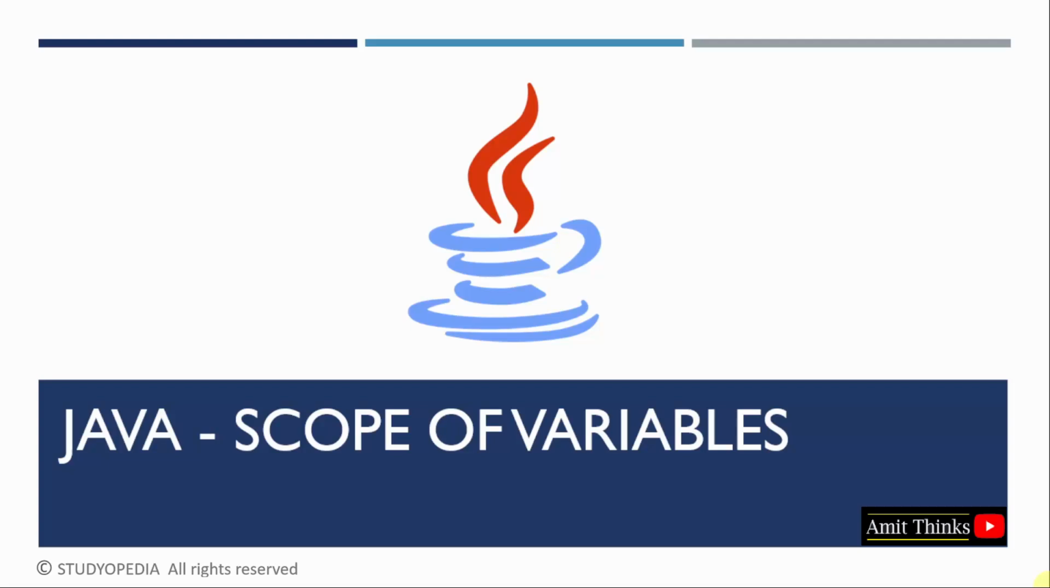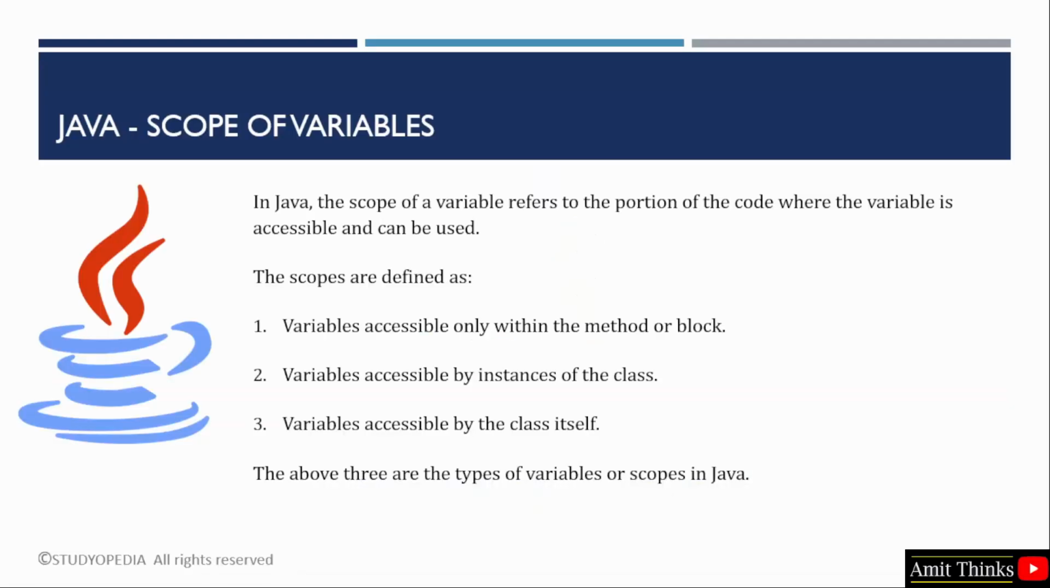In this lesson, we will learn what are scope of variables in Java. With that, we will also see the types of variable scopes. In the end, we will also run an example. So let us start. In Java, the scope of a variable defines where it can be accessed in a program.